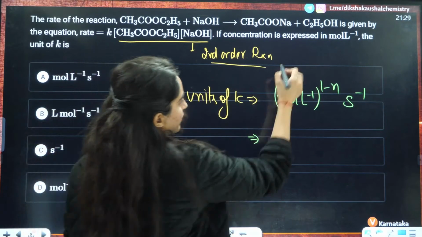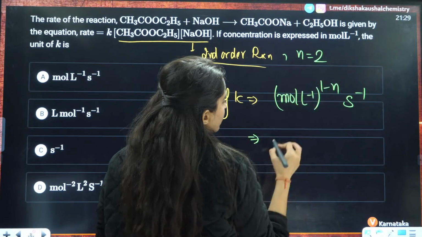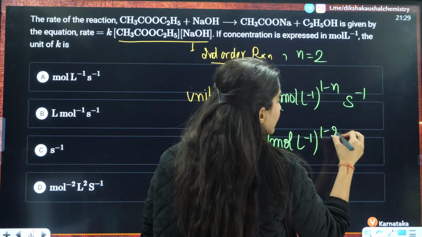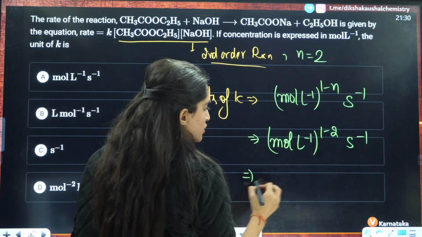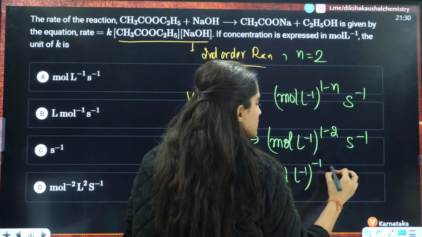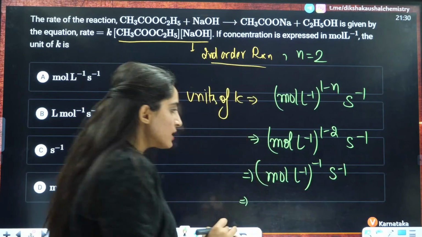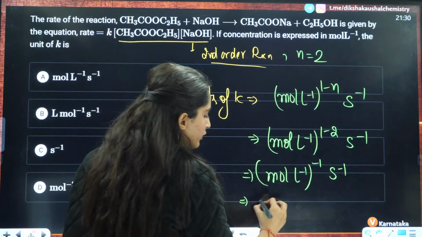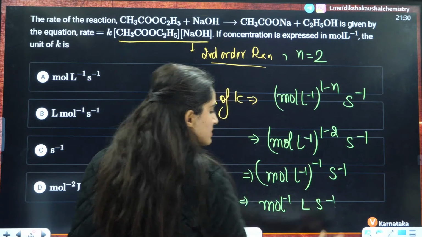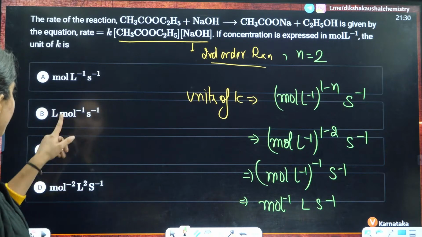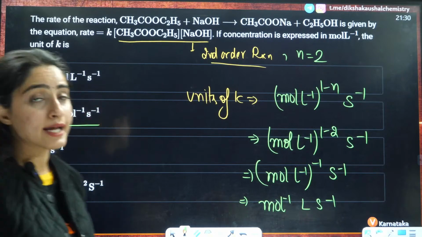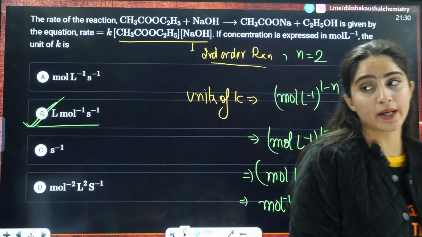N is the order, so n is going to be 2 here, so it will be mole per liter to the power 1 minus 2 per second. So it will be mole per liter, and that is minus 1 per second. So minus 1 is multiplied to this mole, so it will be per mole liter per second. So B will become the correct answer.